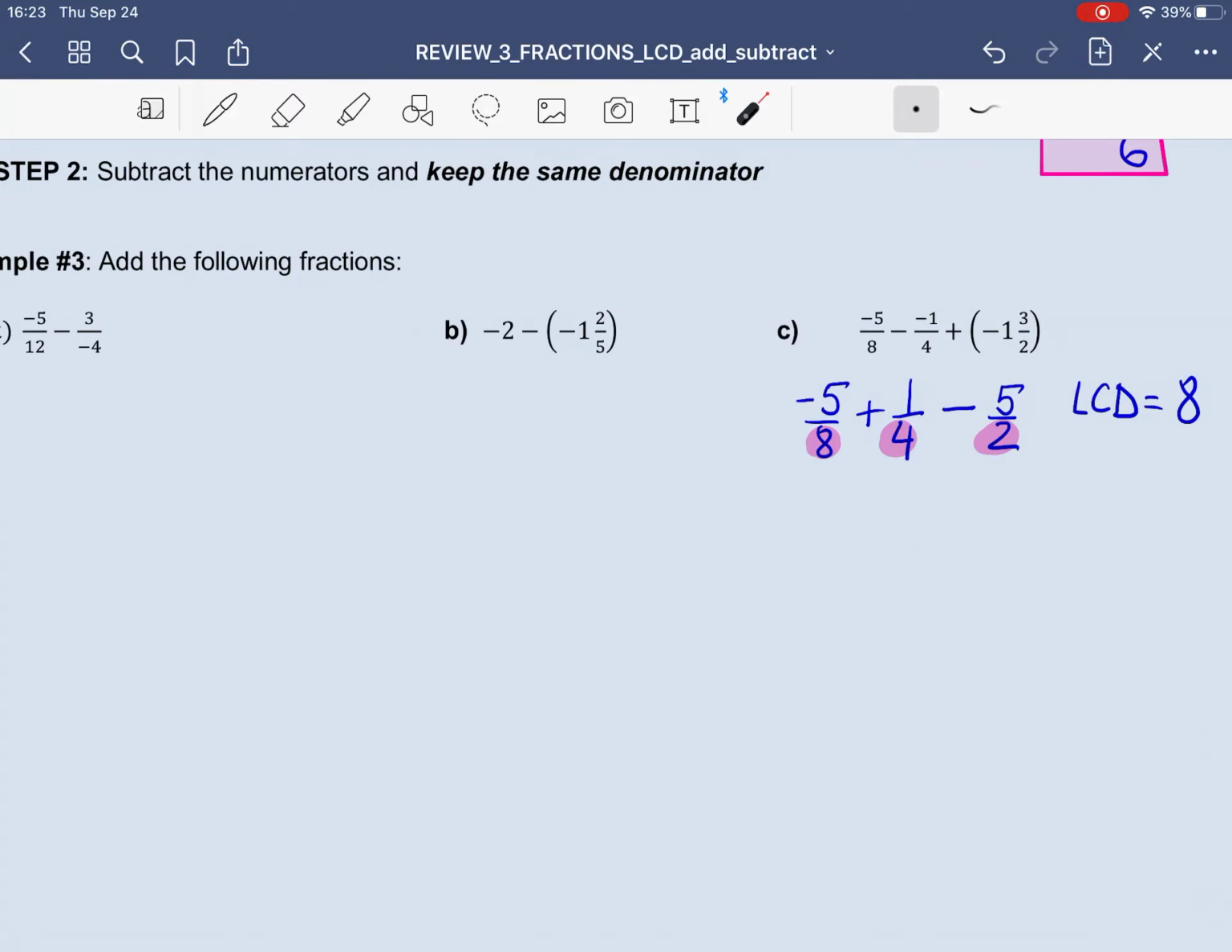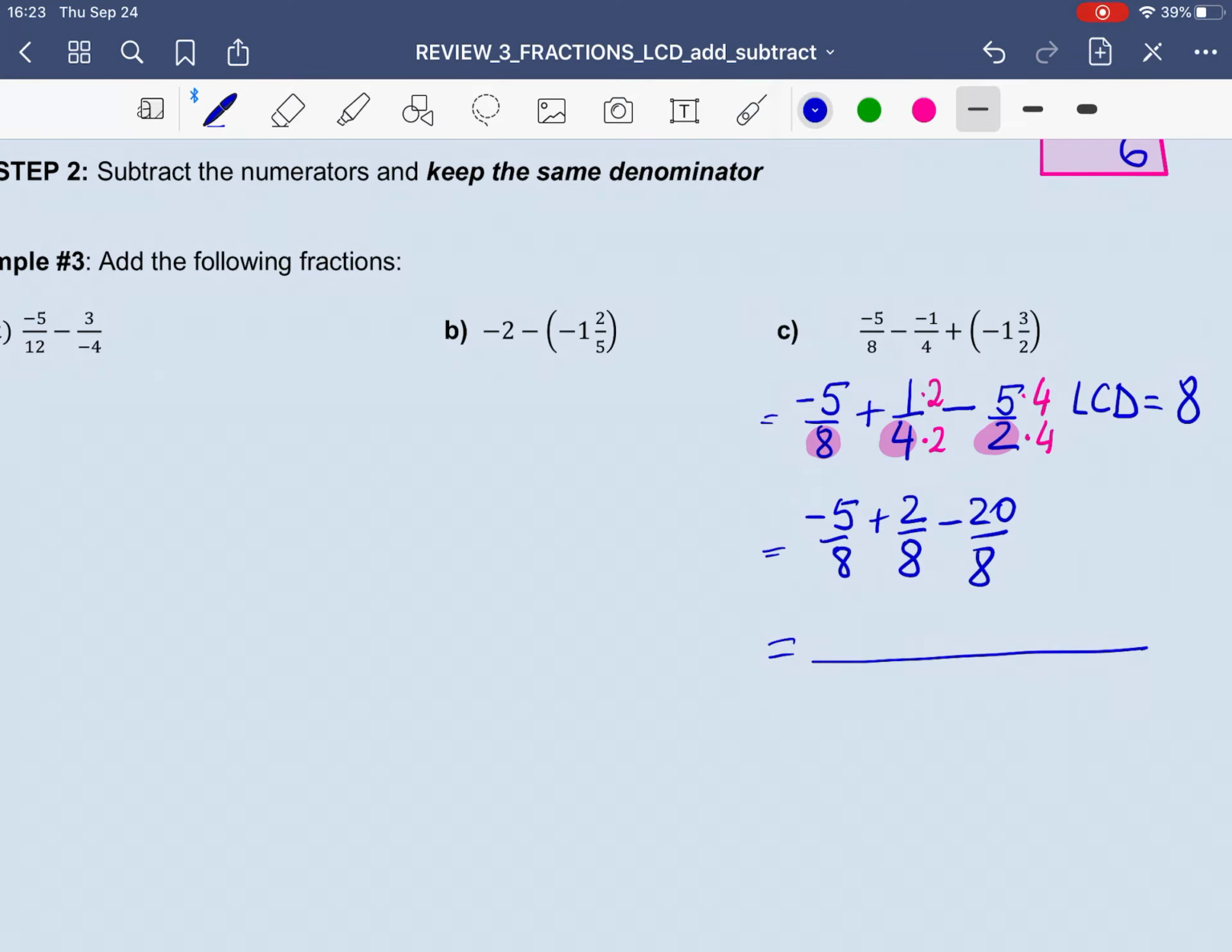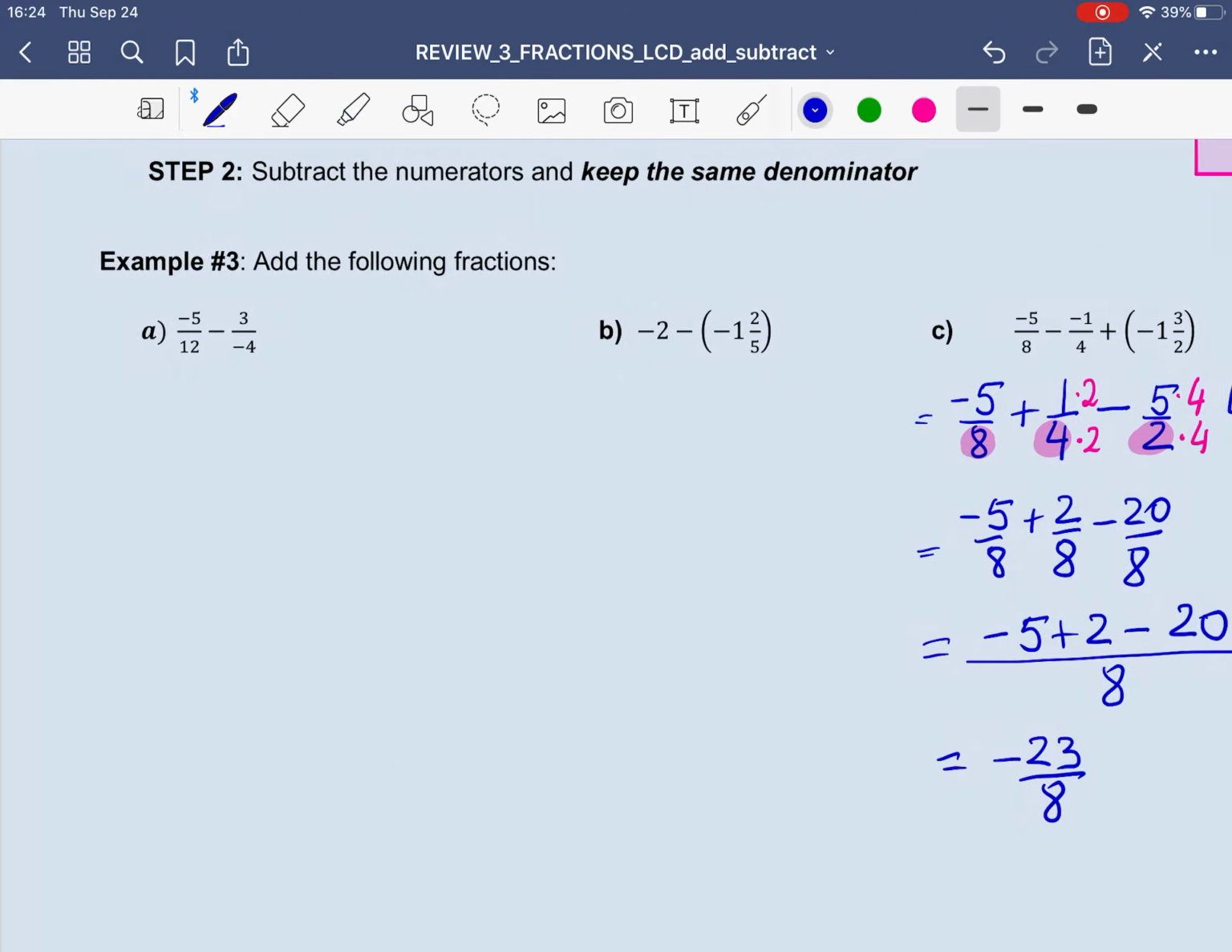The first one is already 8. The second one can become 8 if we multiply by 2, numerator and denominator. The last one, multiply by 4, numerator and denominator. So we say we have negative 5 over 8, plus 2 over 8, minus 20 over 8. And we have all denominators the same, which means we can draw one big line for the fraction with denominator 8, negative 5, plus 2, minus 20. Negative 5 plus 2 minus 20 would be negative 23 over 8. This would be the final answer.